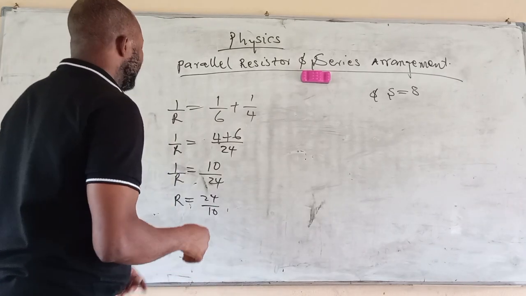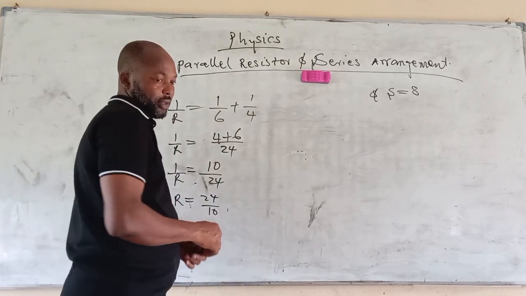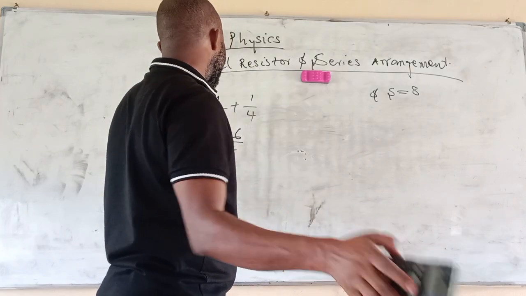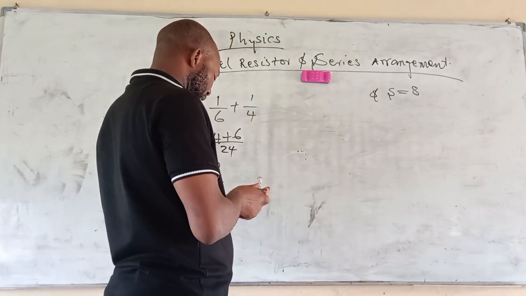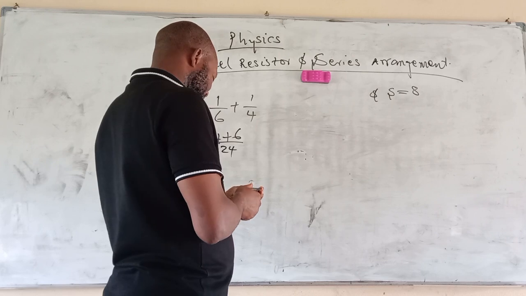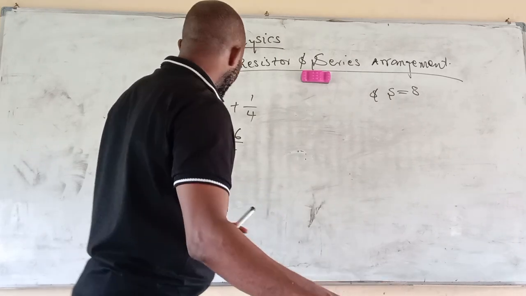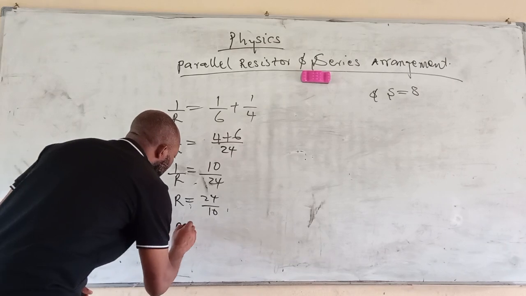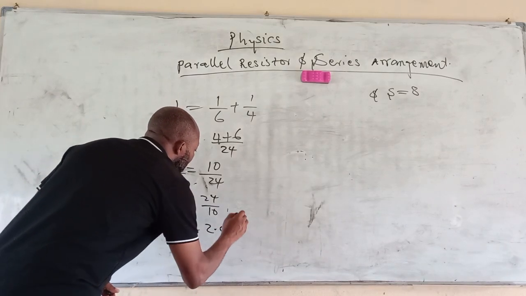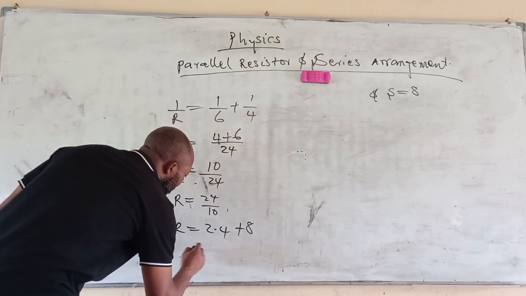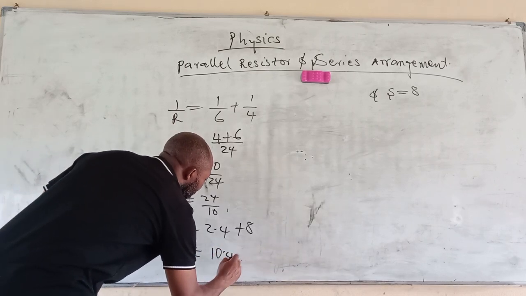Now, either we divide it and add with 8. We have 24 over 10, which is the same thing as 24 divided by 10, equal to 2.4. So I will now say my R is equal to 2.4 plus the 8 that is given, and this becomes 10.4 ohms.